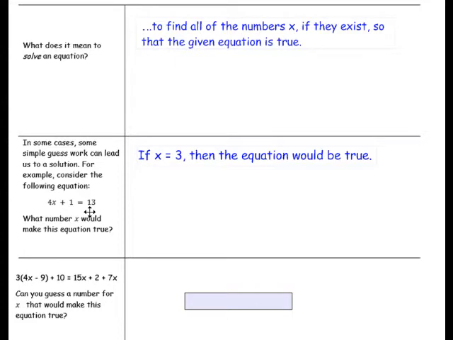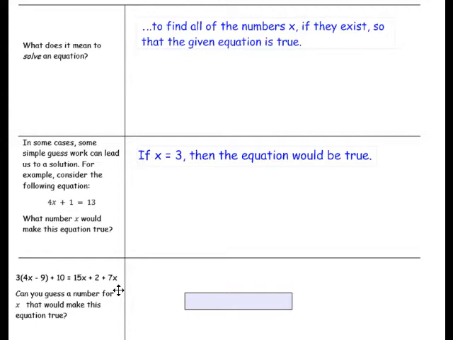In other cases, guessing the correct answer is not so easy. Consider the equation below. Can you guess a number for x that would make this equation true? Guessing is not always an efficient strategy for solving equations. In this example, there are a lot of terms. For this reason, we want to use what we know about the properties of equality to transform equations into equations with fewer terms. That is to say, simplify before you solve.